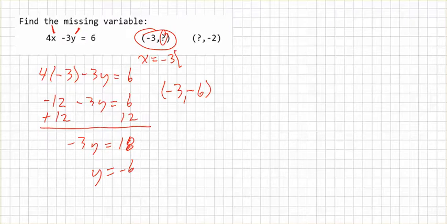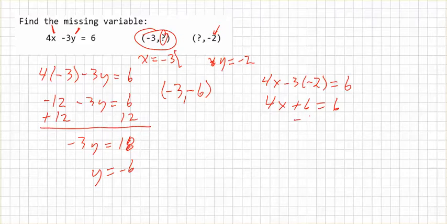In our next example, we don't know what the x is, but we do know that y equals minus 2. So we'll take the same equation, 4x minus 3y equals 6, and we will plug in minus 2 for y. So we'll bring down the 4x, we don't know what x is, minus 3 times a minus 2 equals 6. Being careful with our negatives, so 4x plus 6 equals 6, and now all we're left to do is solve for x.